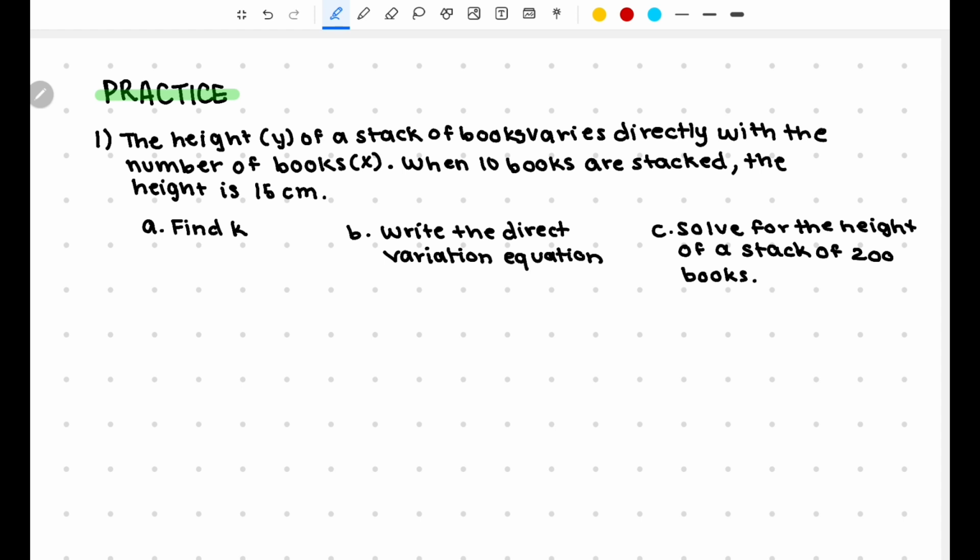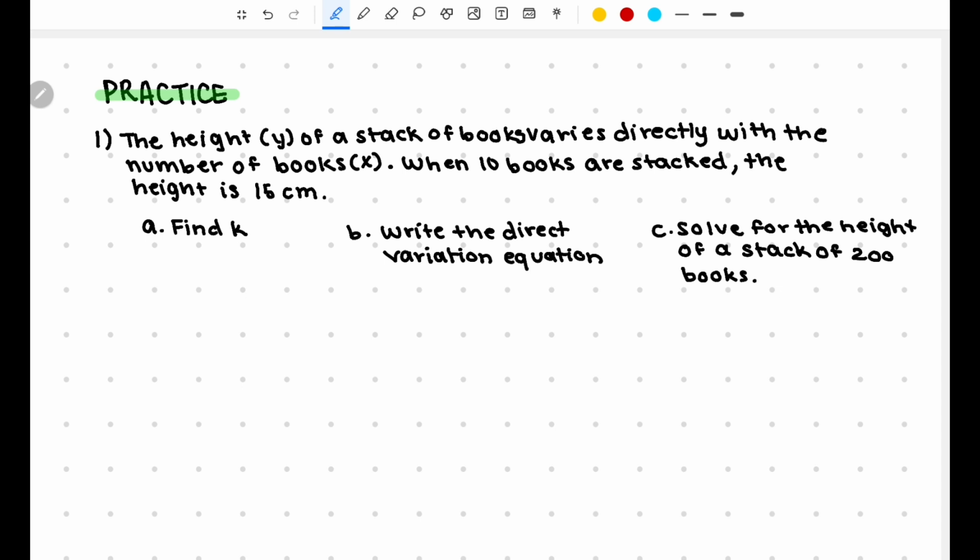And now it's time for your practice. For the situation below, you're going to A, find k, B, write the direct variation equation, and C, solve for the height of a stack of 200 books. So pause the video now and get started on the practice problem.